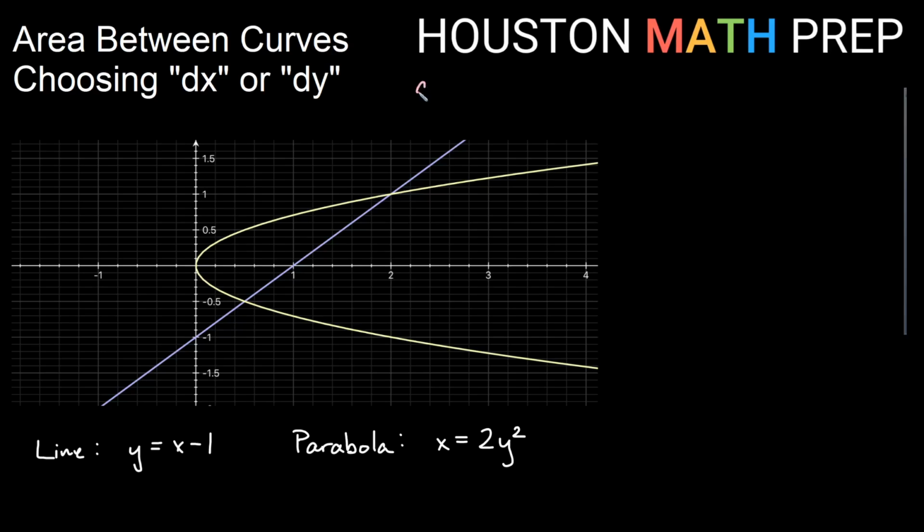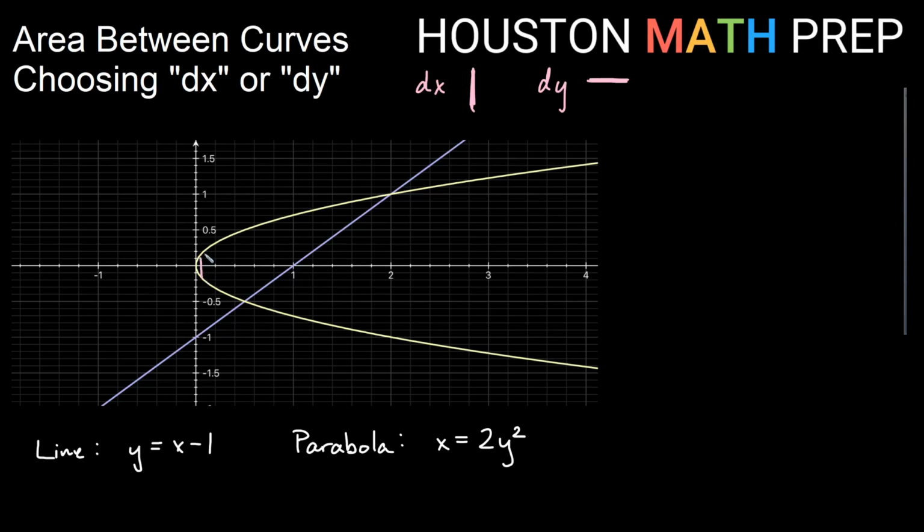Remember, if we are integrating dx, that will be from a vertical rectangle. If we're integrating dy, that will be from a horizontal rectangle. So the direction that we want to draw our rectangle to make our life simpler will tell us if we're actually going to choose dx or dy. Here's the deal. Let's look at filling our region with vertical rectangles.